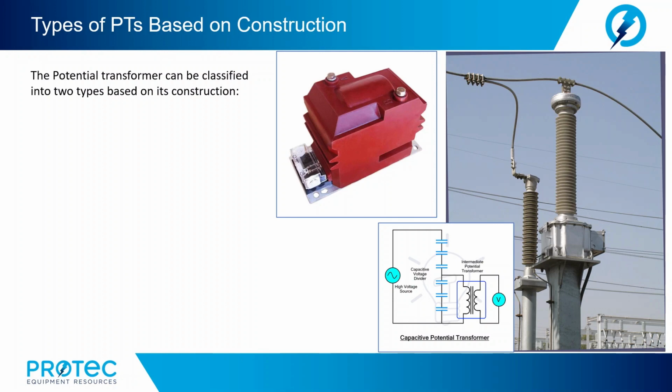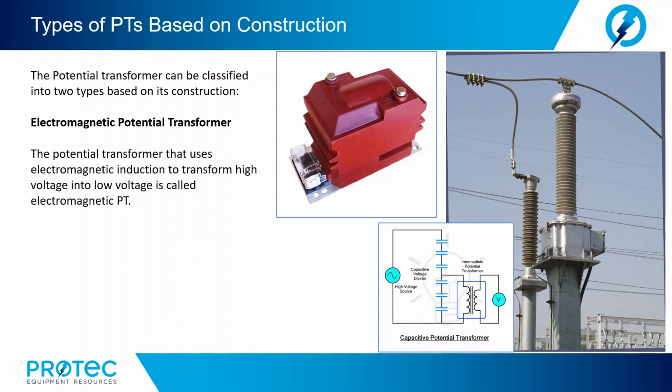The potential transformer can be classified into types also based on its construction. We have the electromagnetic potential transformer. The potential transformer that uses electromagnetic induction to transform high voltage into low voltage is obviously called the electromagnetic PT. There are conventional wound type transformers having primary and secondary windings wound around a magnetic core. Therefore, they are also called wound-type potential transformers, having shell type and core type. Such PTs do not use any other electronic component to reduce the voltage, such as a capacitor.